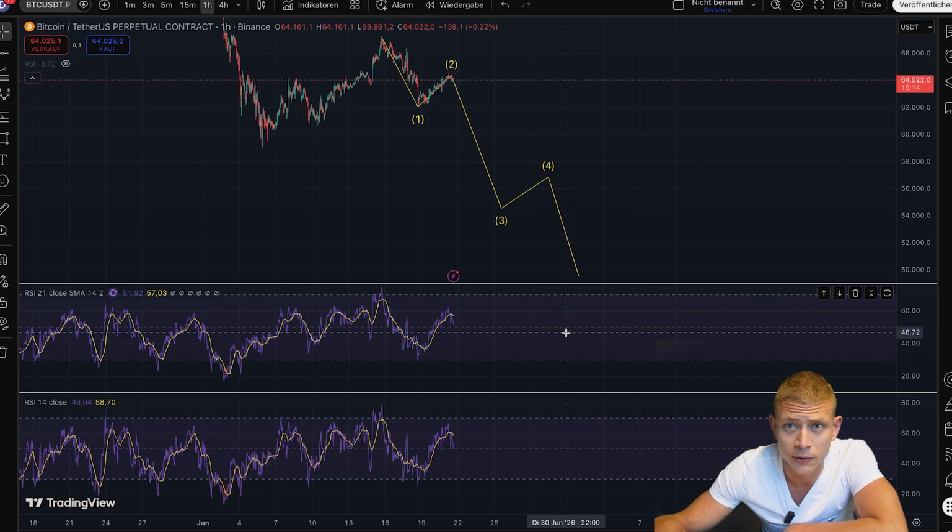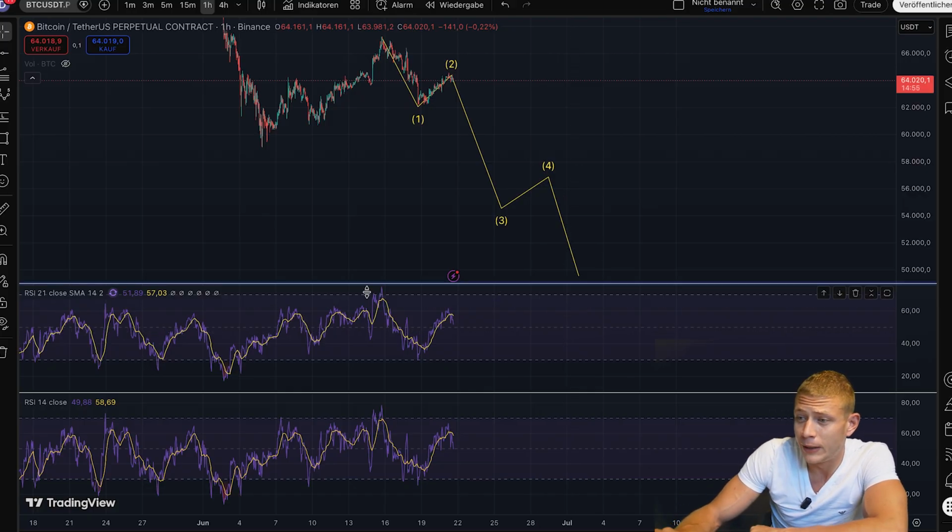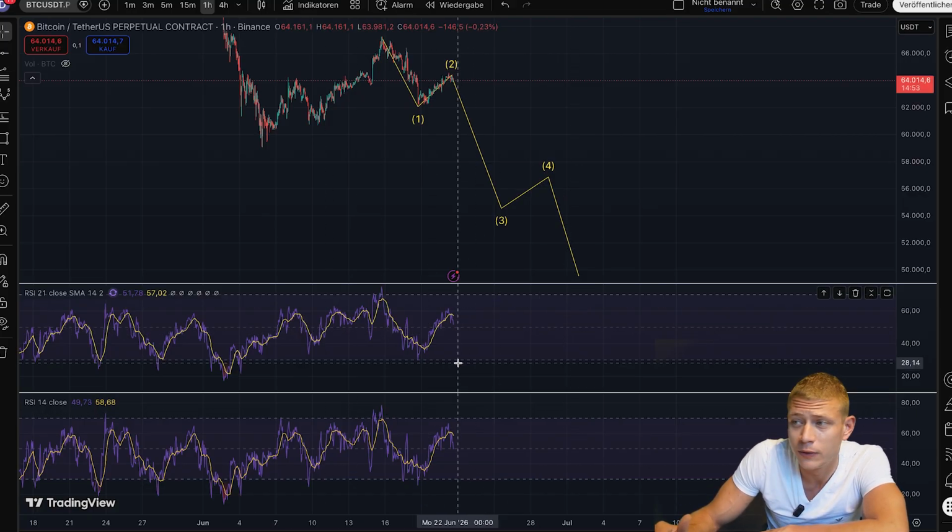Sometimes it also happens that you're in the wrong Elliott wave count, right? And sometimes the RSI will show you that. You will then look at the RSI and say, that doesn't look good in my favor, huh? Okay, maybe I should go out of this trade or switch my opinion. So this is really just a tool that you can use in addition.